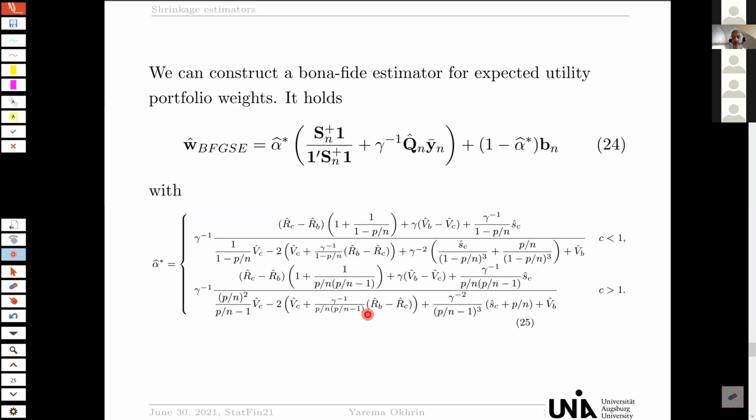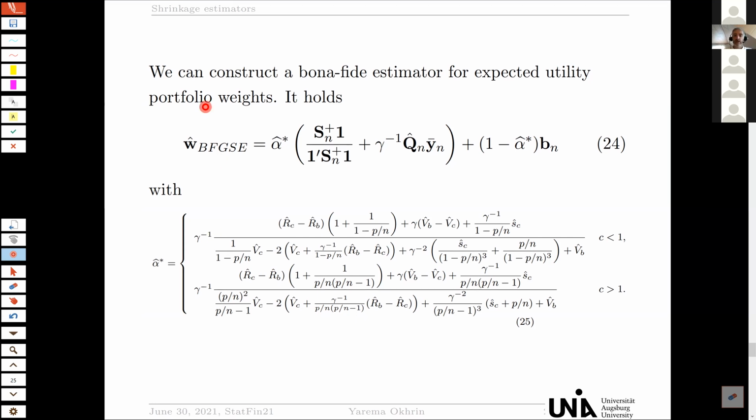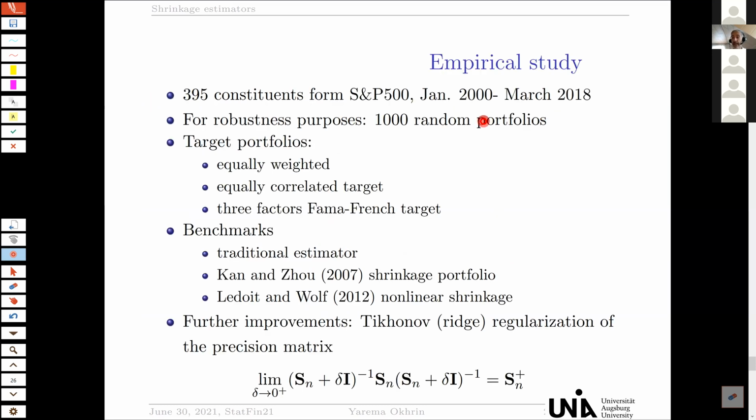So let me show you some results. I have just perfect timing, more or less, the results from the empirical study. We applied this approach to almost 400 constituents from the Standard & Poor 500. The data set covers about 18 years of daily data. We pick this strange number of constituents because we picked those assets that were traded in the Standard & Poor's for the whole period of time. So it is less than 500 at the end.